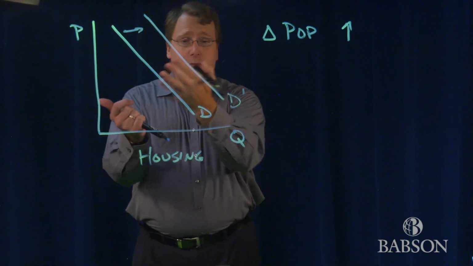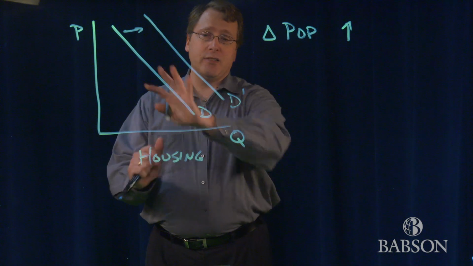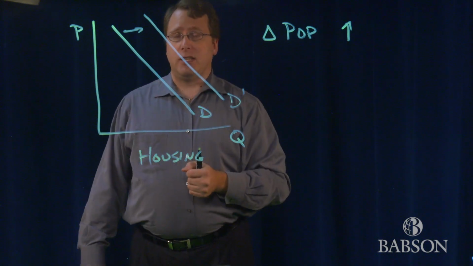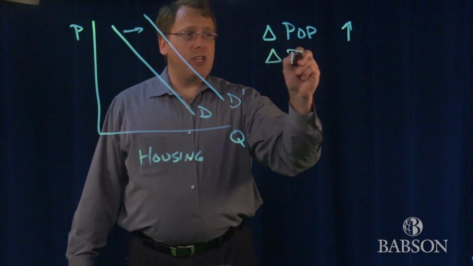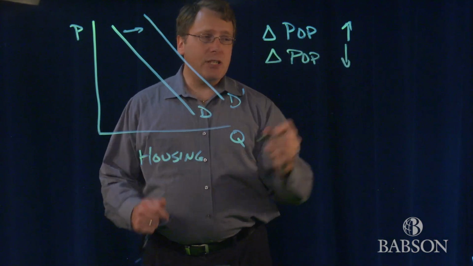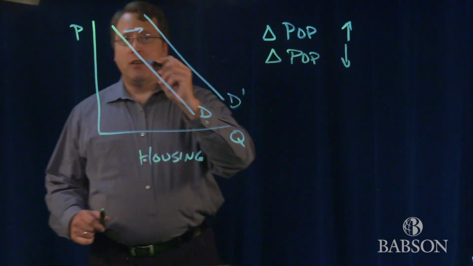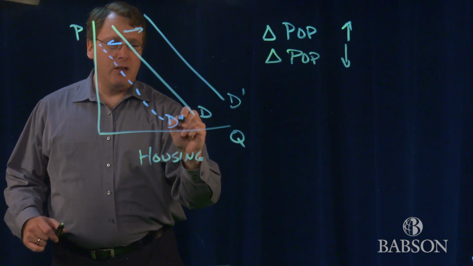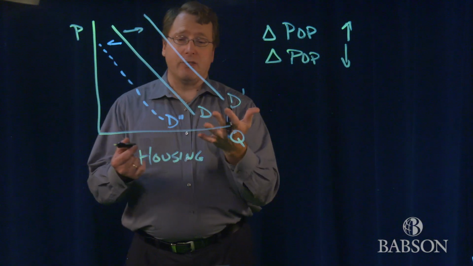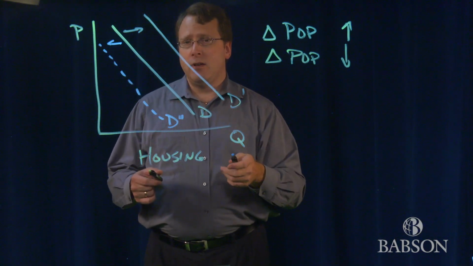There's more people, so we would expect at any given price that's going to have an impact in the market. But what about a change in population where the population is decreasing? Well, that's going to have the opposite impact. Right? There's going to be fewer people demanding housing at any given level.